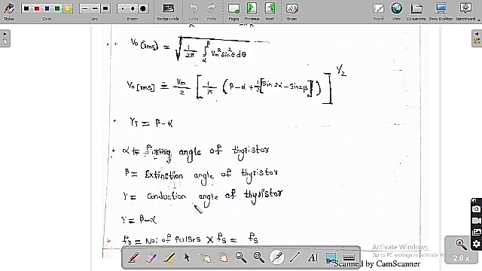Whereas gamma is called the conduction angle of the thyristor, meaning for what range of angle the thyristor was conducting, which is gamma equal to beta minus alpha. So we can say that the conduction angle of the thyristor is equal to beta minus alpha, where gamma is the conduction angle of the thyristor, alpha is the firing angle of the thyristor, and beta is the extinction angle of the thyristor, meaning the angle at which the thyristor turns off, or simply the current at that point becomes 0.